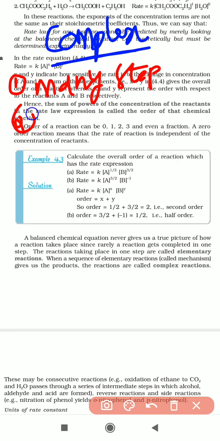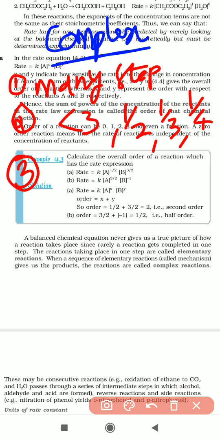The second point is that the order of the reaction will be greater than 3, or it can show fractional values also, like 1 by 2, 1 by 3, 1 by 4. So the overall order of the reaction will be larger, greater than 3, or sometimes it will exhibit fractional values.